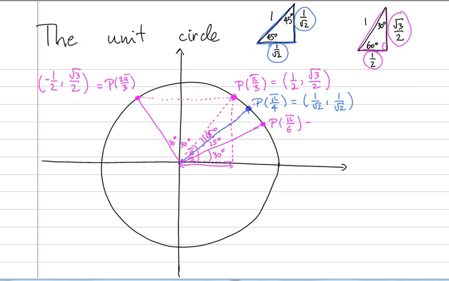So p of pi over 6, you're mirroring in y equals x. So just like in inverse functions, what you have to do to mirror is switch x and y. So switching x and y produces square root of 3 over 2, comma 1/2.